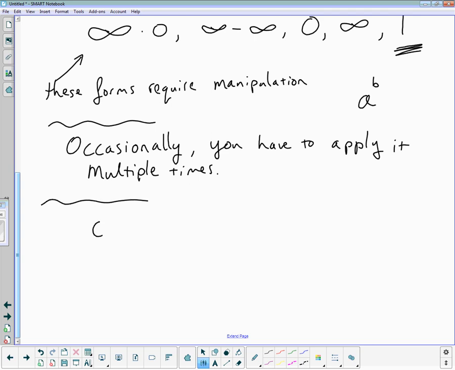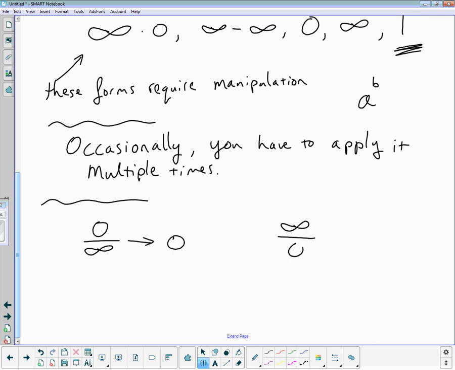If I get 0 over infinity, if I take this limit, what is this equal to? My numerator is going to 0, my denominator is going to infinity. What is the value of this thing going towards? 0. Because if my denominator is exploding, then this thing is getting really tiny because of its denominator, and also because of its numerator. Both of them are driving this value to 0.